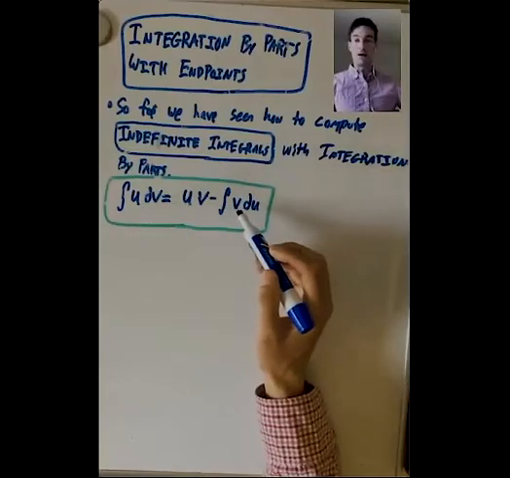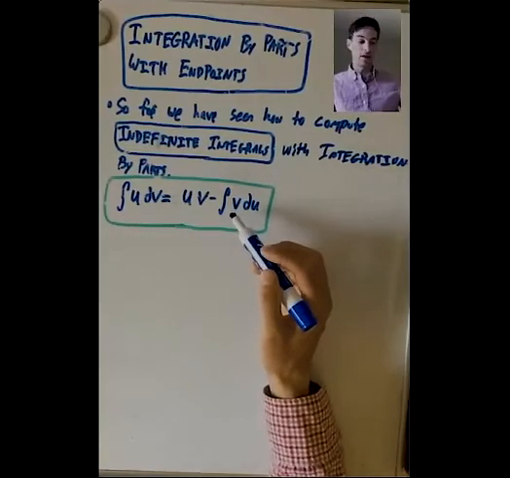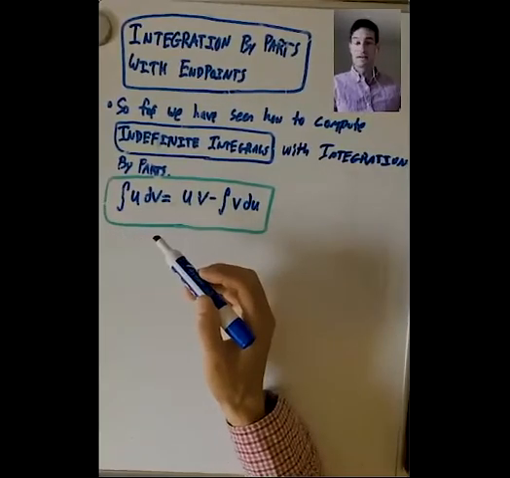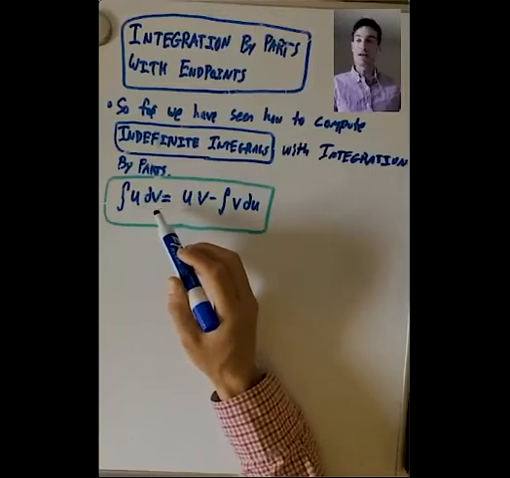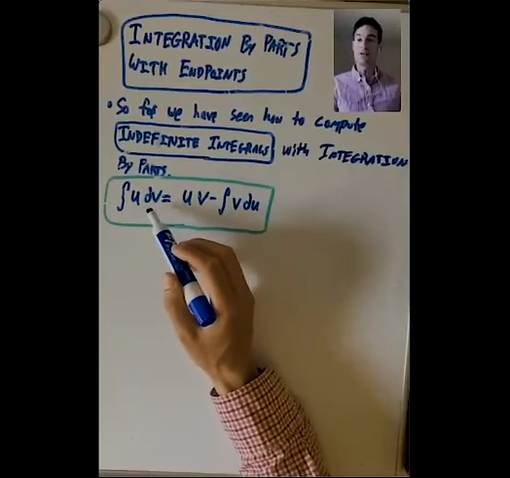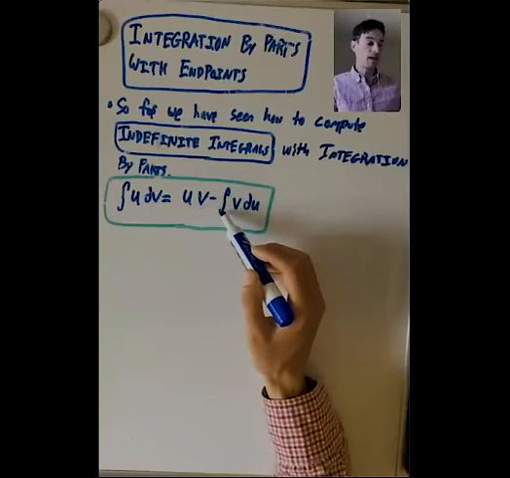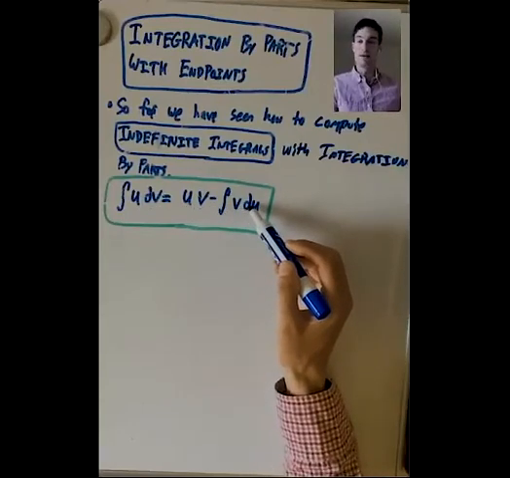So as the starting point, remember, integration by parts says that you start with two functions of x, u of x and v of x, so that the function you're trying to integrate can be written as the integral of u dv. And that's equal to u of x times v of x minus the integral of v du.